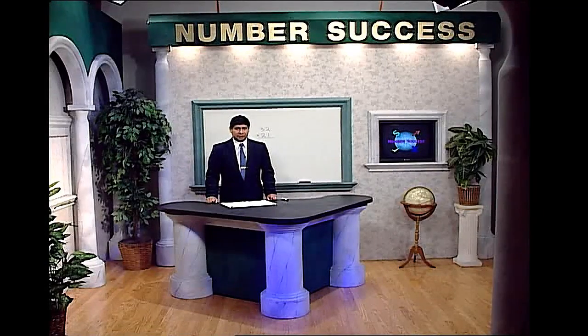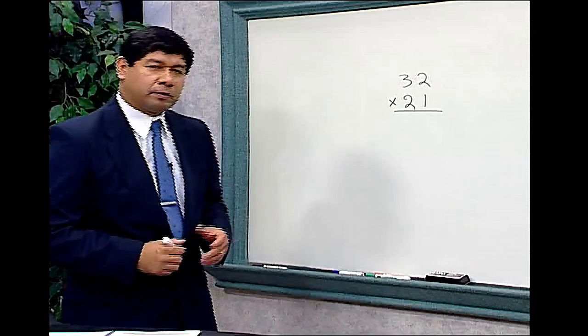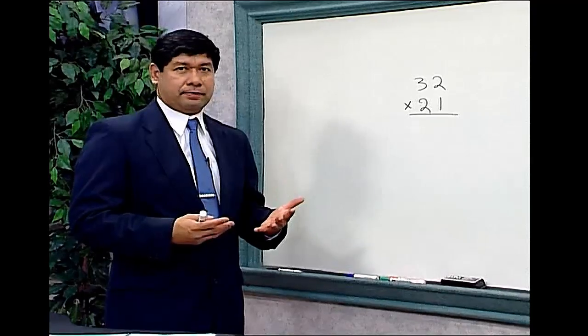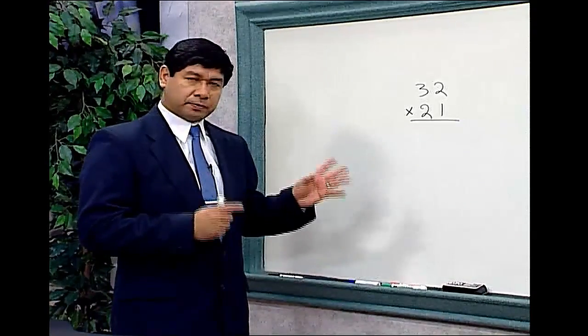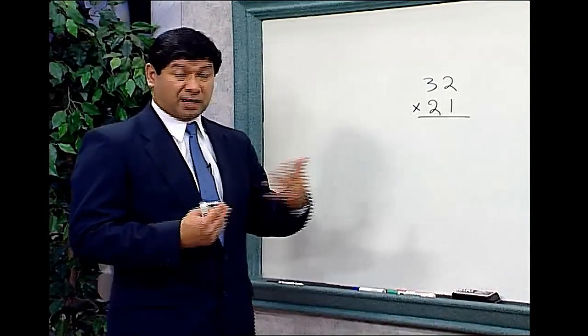Multiplying by two-digit multipliers. Example: each basket holds 32 tomatoes. There are 21 baskets. How many tomatoes are there in all? And again, in solving a problem like this, we want to ask ourselves what's being asked, because by doing that we can make sense of the problem. And that's the whole key behind solving these problems: to make sense of it and to work it out in a way where it makes sense to us.